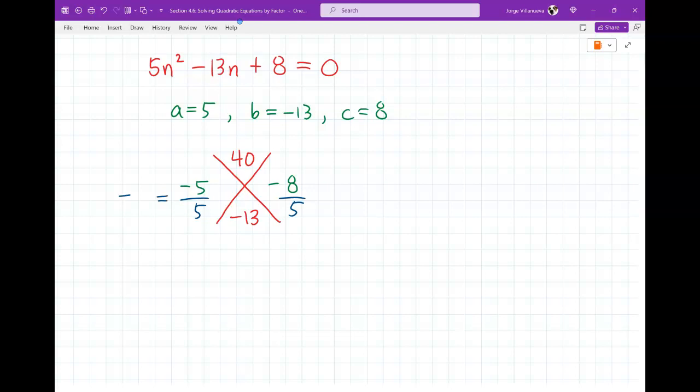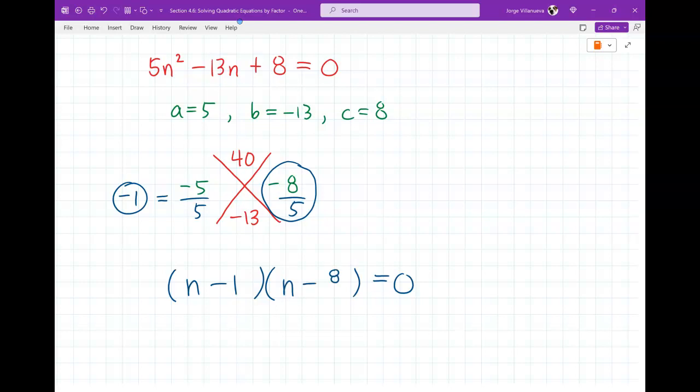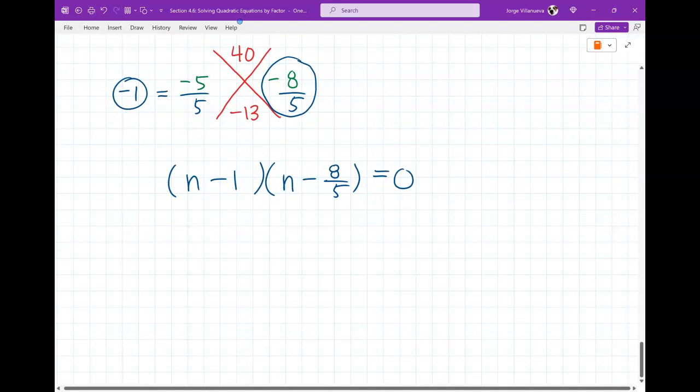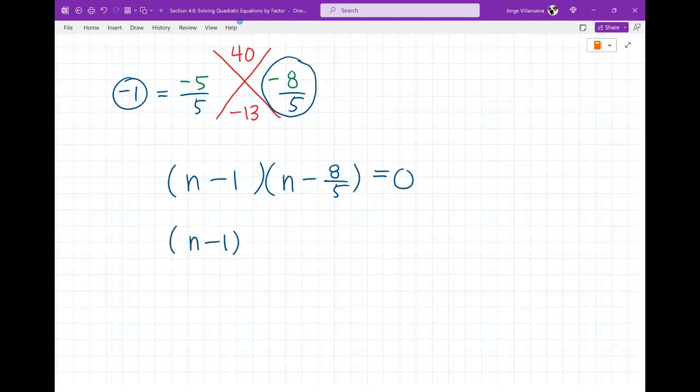So on the left side, this becomes a -1. On the right side, I cannot simplify that, so I'm going to have a fraction, which means I got to go bottoms up, right? I'm going to have to move my denominator to the top. So here are my factors. Set it equal to 0. So I get n minus 1, n minus 8/5. But move that 8/5 over in front of the n. So n minus 1, 5n minus 8 equals 0. And at this point, you are going to be able to solve for your two solutions.